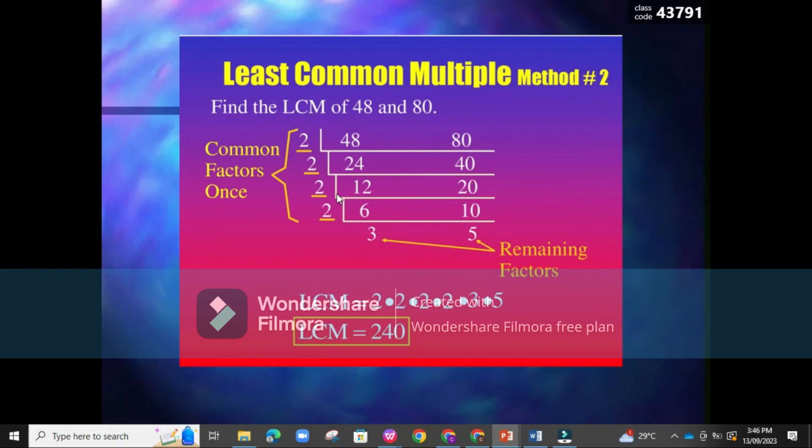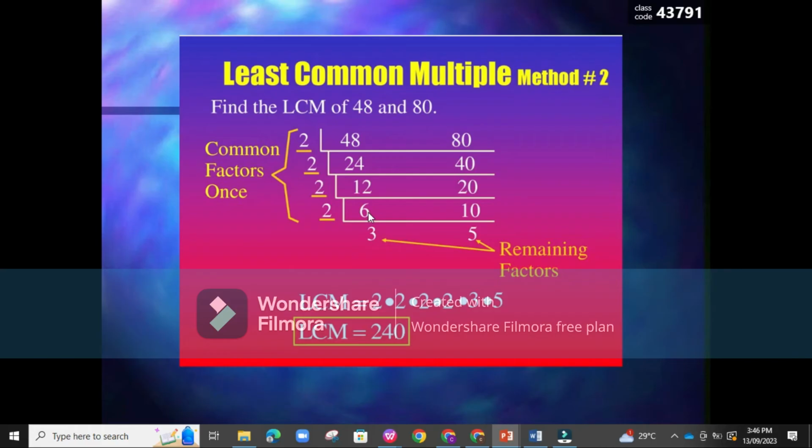Then another. 12 and 20. What prime number can divide both of them evenly? Okay, 12 and 20 are still divisible by the prime number 2. So 12 divided by 2 is 6, and 20 divided by 2 is 10.